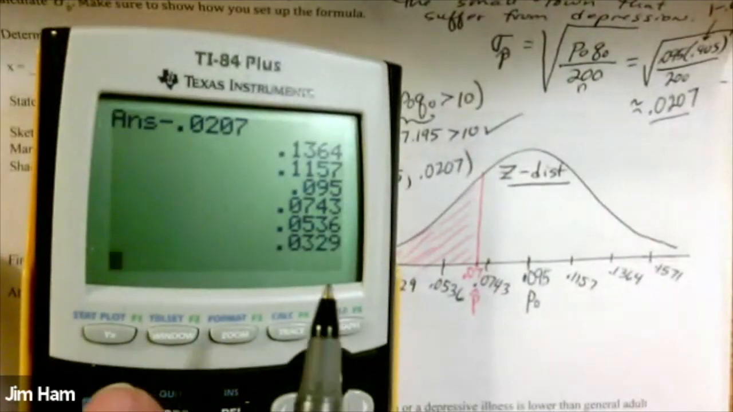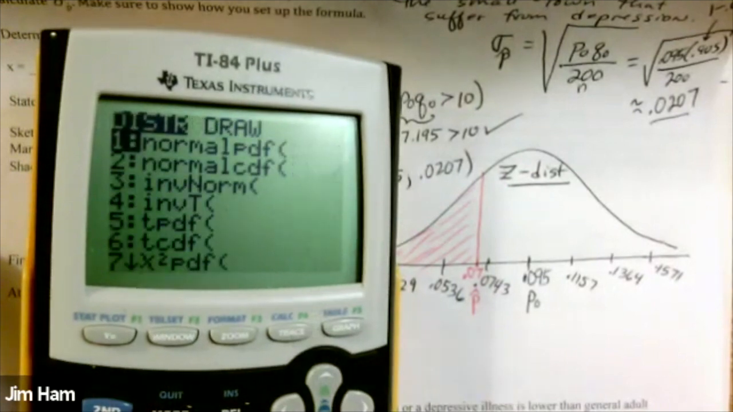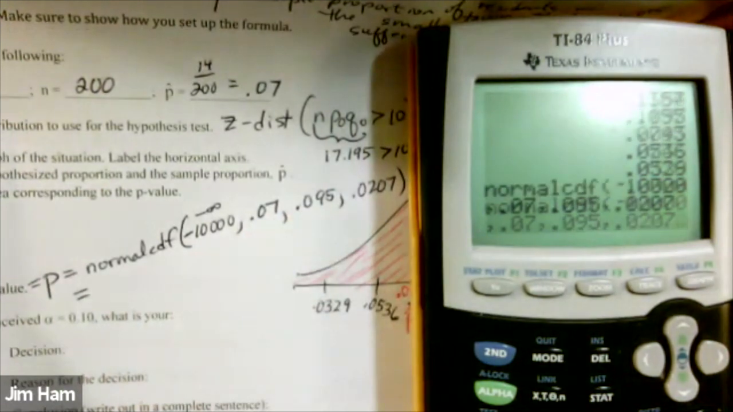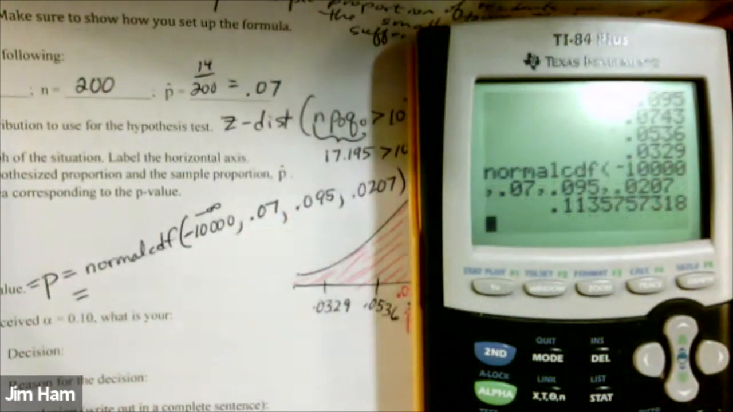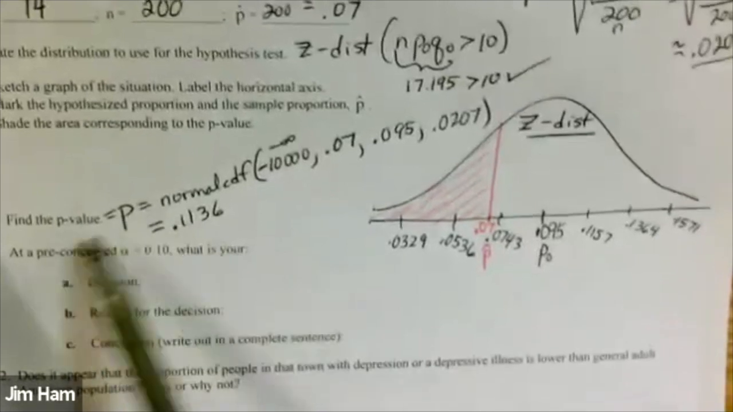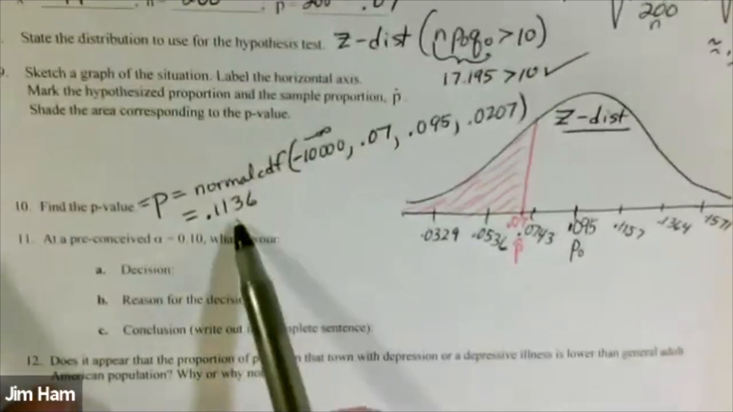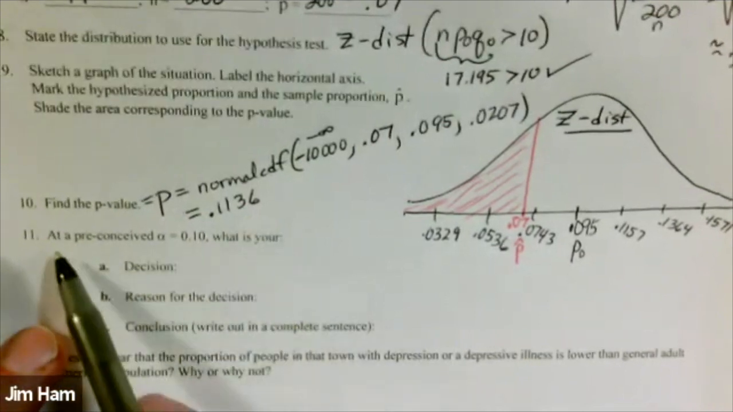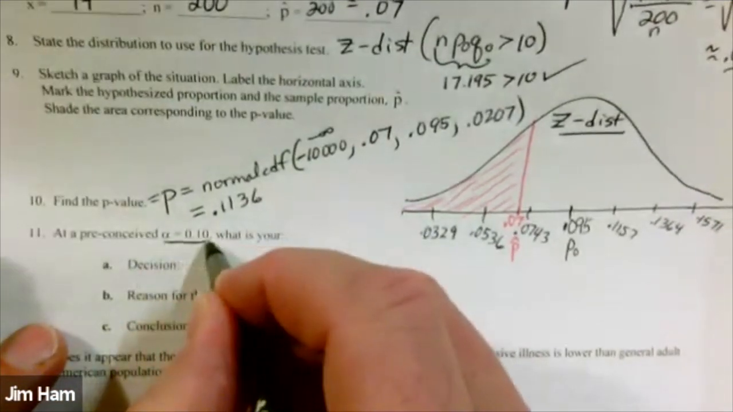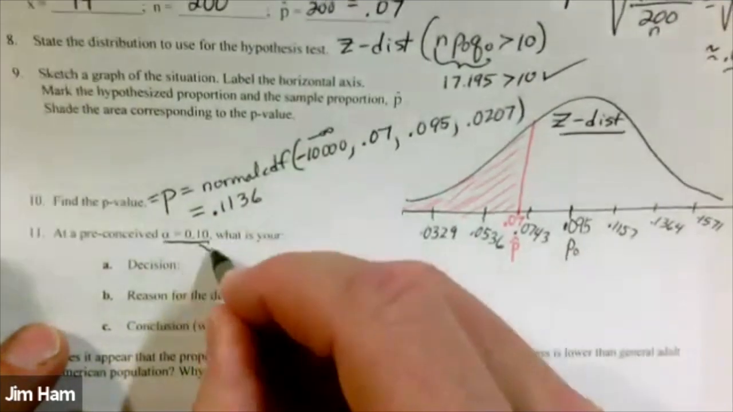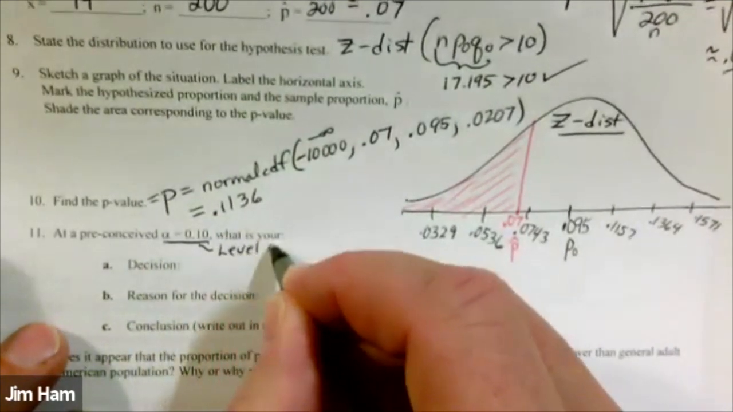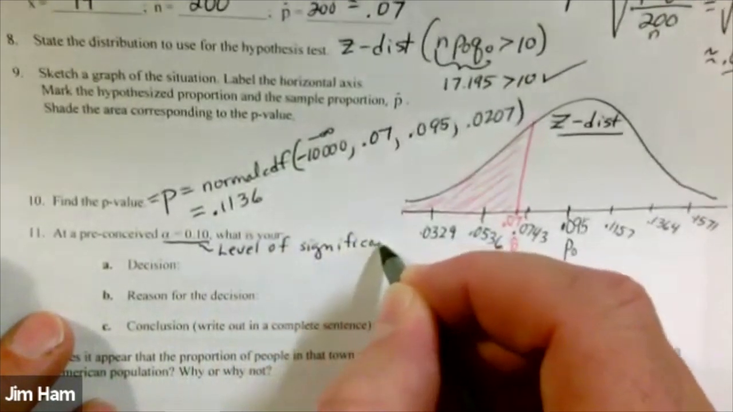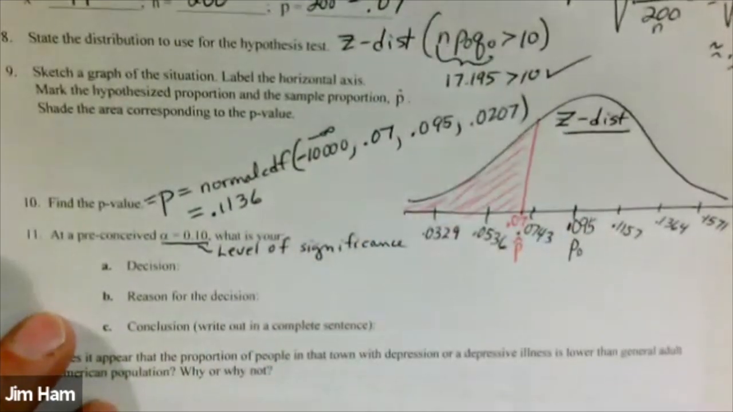And I'm just going to go ahead and calculate it here so you can see it. So we have entered in everything that we have here. And then when we hit enter, we get 0.1136. I'll just write that. So when it says find the p-value, there it is, 0.1136. At a preconceived alpha, all right, so there's the level of significance. Gave it way down here. A lot of times in these problems, they'll give it right in the beginning of the problem, in the stem of the problem.